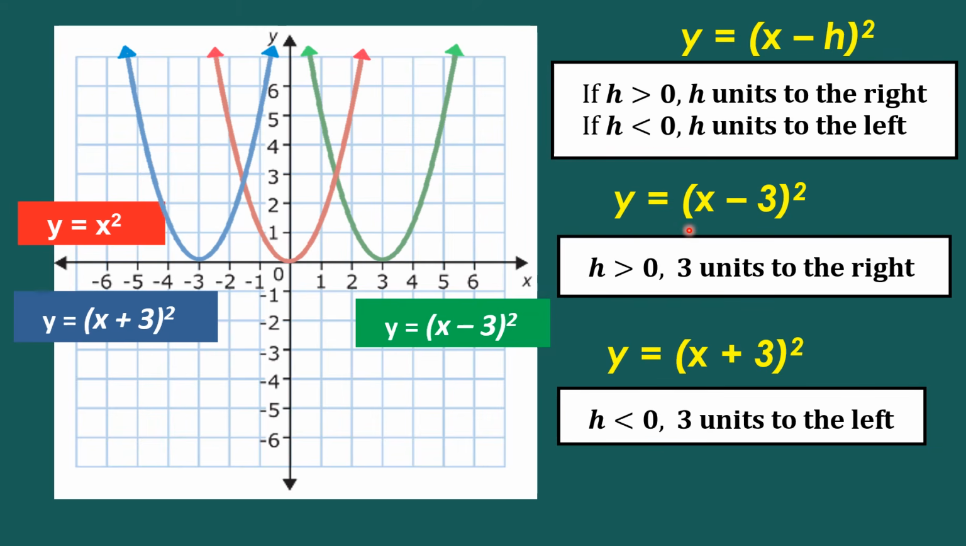What if this is x minus 5? If this is now x minus 5, this time we move 5 units to the right. But if this is x plus 5, the value of h is negative, then we move 5 units to the left.